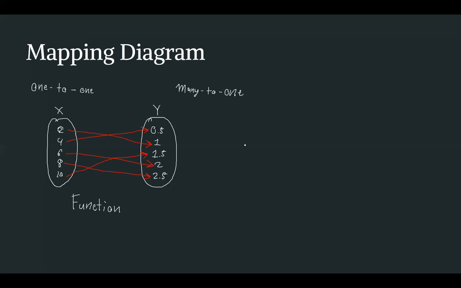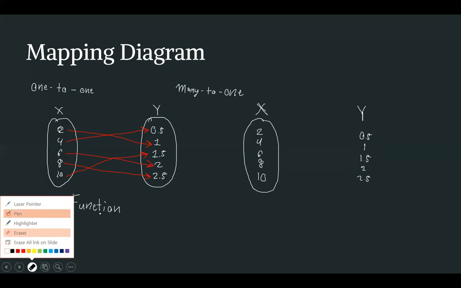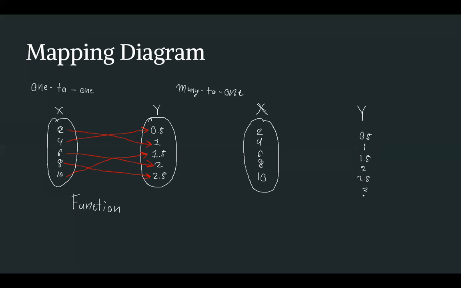All right. Next, how about this one? Let's say I have the same numbers as the previous example: 2, 4, 6, 8, 10. And then here in set Y, let's do 0.5, 1, 1.5, 2, 2.5. Or maybe I could add one more. After 2.5, let's say 3. There we go.